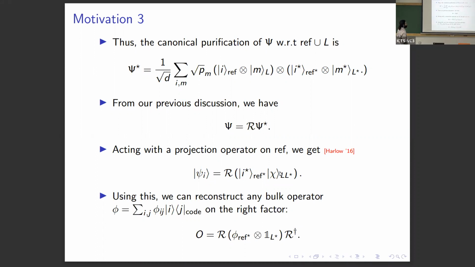I see. So when R acts on reference star, it gives you back. Yes. So R naturally acts on reference star L star, and then it gives you the qubit which was encoded in R. So why is this a very useful formula? R is the operator that is... How does it know what the physical purification is?